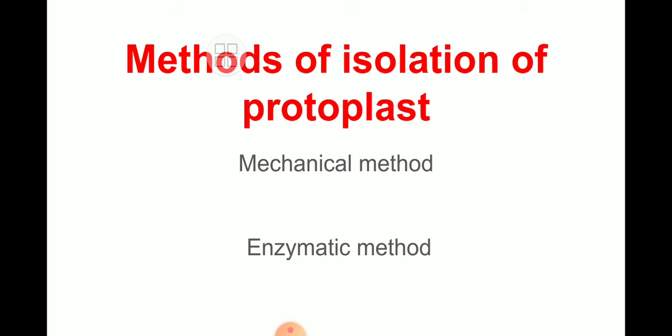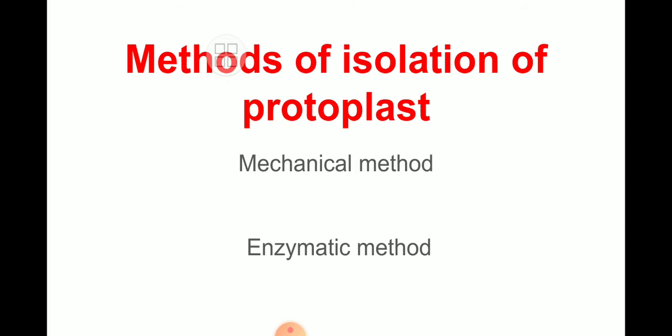So there are two methods of isolation of a protoplast: the mechanical method and the enzymatic method. The names of these isolation methods themselves tell us which procedures take place to isolate the protoplast. In the mechanical method, skilled workers are definitely required. We have to use a microscope and a sharp blade or sharp knife to cut or remove the cell wall, isn't it? After removing the cell wall, the remaining part of the cell is the protoplast, the naked cell. That is the mechanical method.